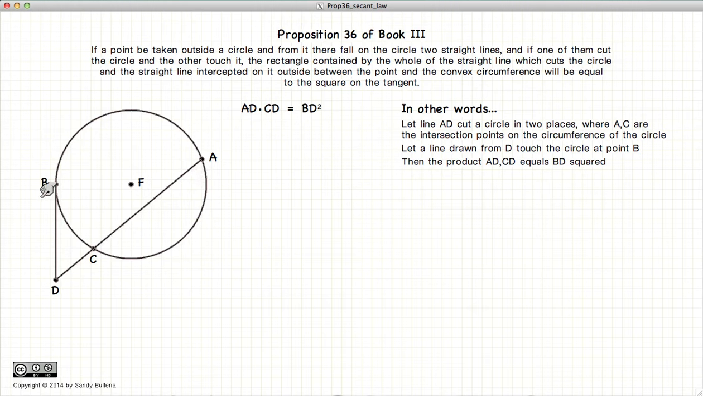then the line touching the circle, BD all squared, will be equal to the length of the entire line that cuts the circle, DA, multiplied by the portion of the line outside of the circle, DC. So this AD multiplied by CD will be equal to DB all squared.